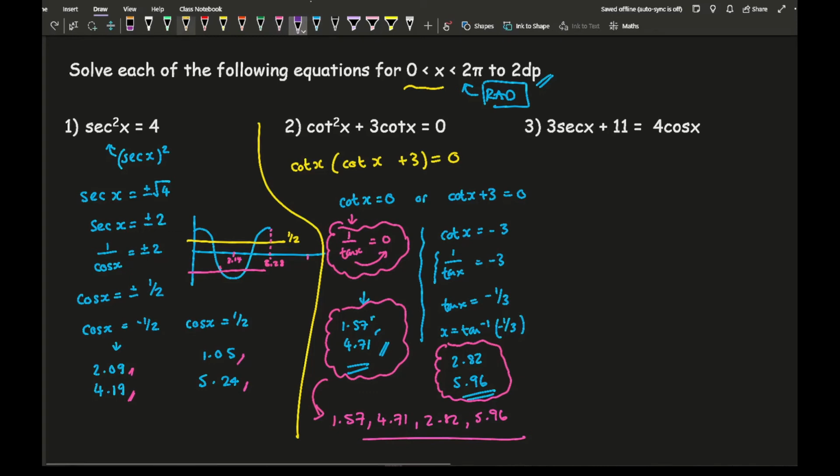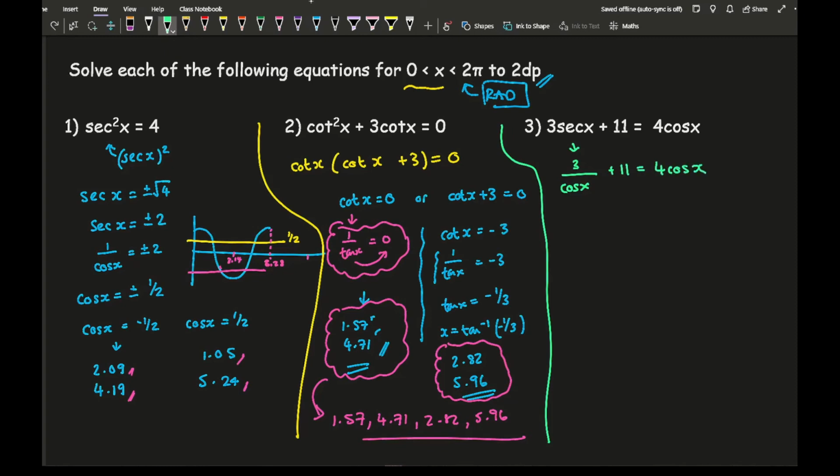So moving on to question 3. Here we've got a combination of sec x and cos x. Now for this, again, what you want to try and do is get all the trig ratios the same. So here I recognise that sec x is basically 1 over cos x, so this then becomes 3 over cos x plus 11 equals 4 cos x.